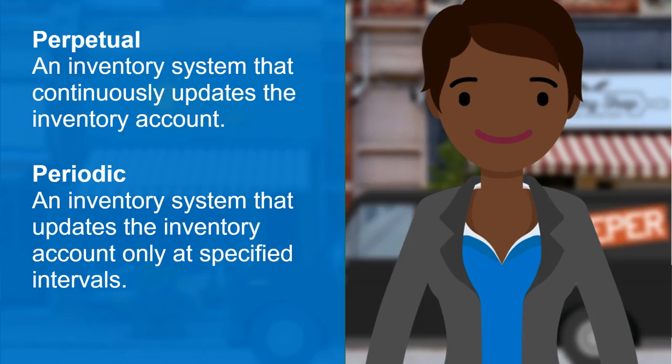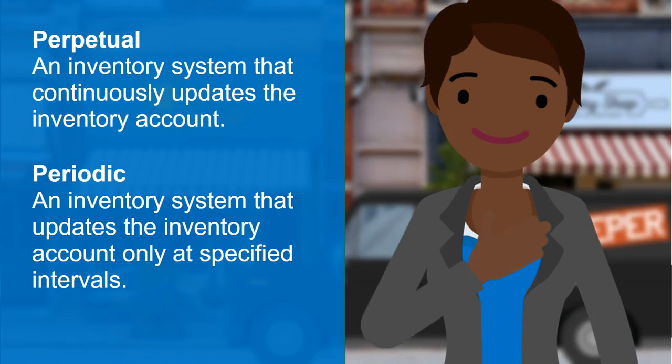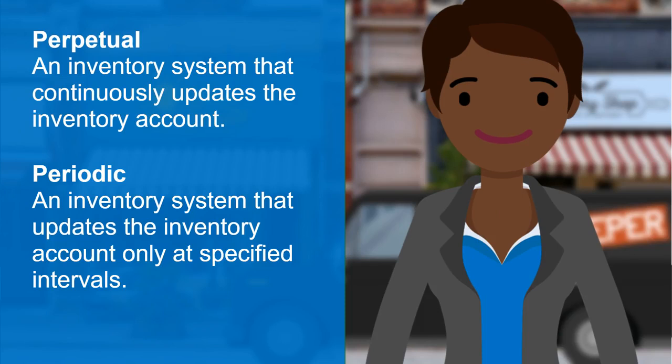With a periodic system, however, you lose that real-time view of your inventory since you are only checking it at specified intervals. This makes it much more difficult to know what's going on in between your inventory counts. Let's hear more about these systems from our experts.